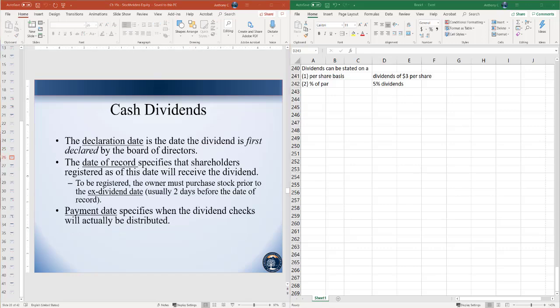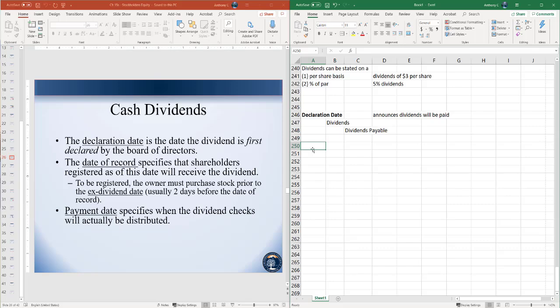Okay, so with dividends, generally there's going to be 3 dates. The first is the declaration date. On the declaration date, all the company is doing is announcing that it's going to pay dividends. All right, so if we're announcing that we're going to pay dividends, we have now created an obligation for ourselves. So we'll credit dividends payable, and your debit will be to dividends.